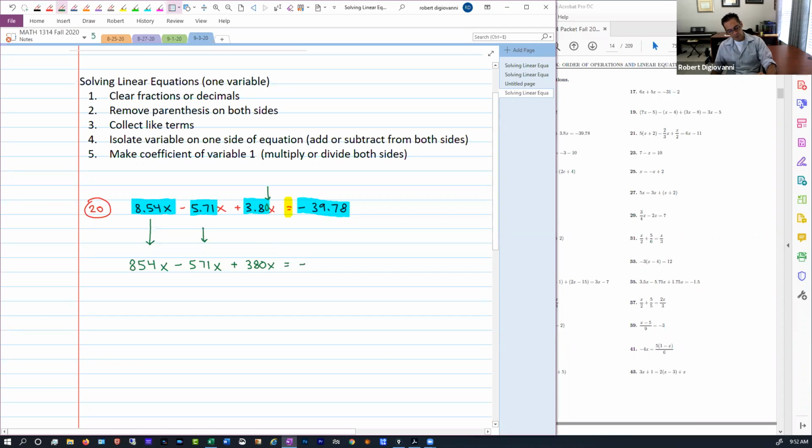And then the last one, negative 3,978. So now what we've done is we've rewritten the equation. We no longer have decimals and we're happy. So we can move on to the next one.